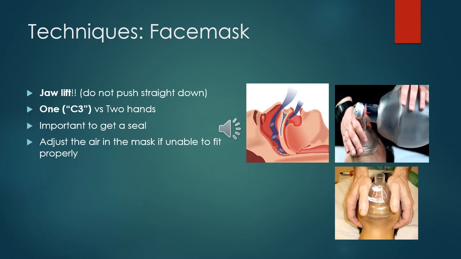Technique-wise, lifting the face into the mask rather than pushing the face mask down is by far the most important thing. Jaw lifting is critical to a successful bag mask ventilation. I know that this is not the first time you've heard me say that, but it is critical, and I want to make sure that I re-emphasize it. If you're doing one-handed, the CE technique shown here in the upper picture is the proper technique. If you need to go to a two-handed approach, especially to do mandibular displacement, then the proper technique is to use the thenar eminences on either side instead of doing a double CE technique.